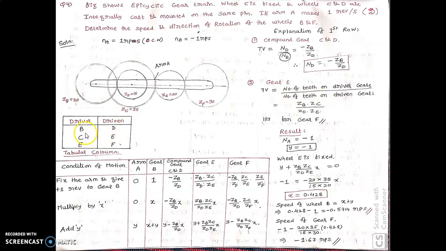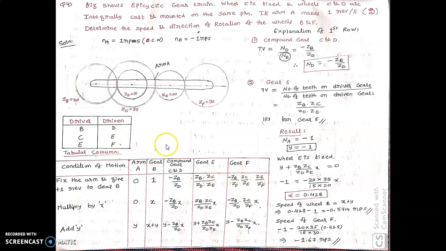Now, the number of teeth on the driver gears divided by the number of teeth on the driven gears. Up to E we can write the driver gears as B and C, because we are studying gear E now: B into C divided by D into E. That's why we have written ZB into ZC divided by ZD into ZE. Similarly, for gear F, we write ZB into ZC into ZE, divided by ZD into ZE into ZF.